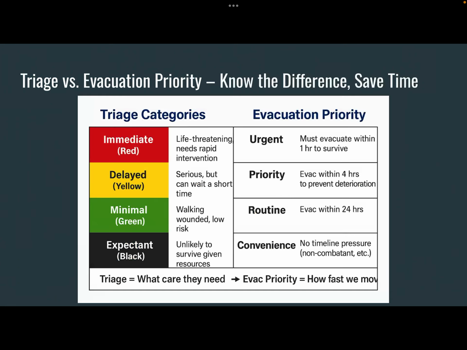All right. Triage versus evacuation priority. This is a big confusion point, but it's very important that there's a difference between the two, and it's very important to know the difference. This is one of the most misunderstood aspects in training environments and in real-world mass casualties. So triage category: red, immediate; yellow, delayed; green, minimal; and black, expectant, is based on clinical conditions. Evacuation priority is based on survivability, benefit versus resource investment.